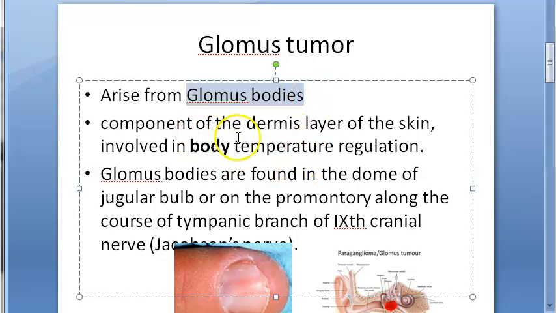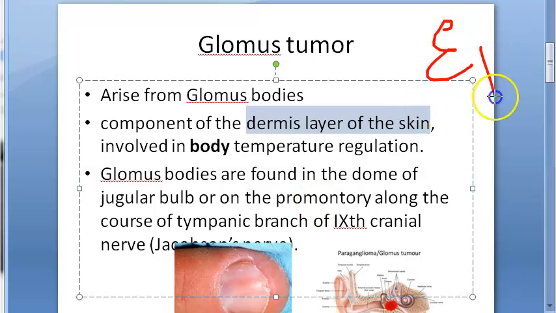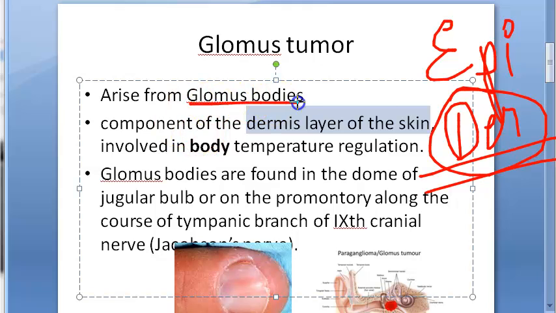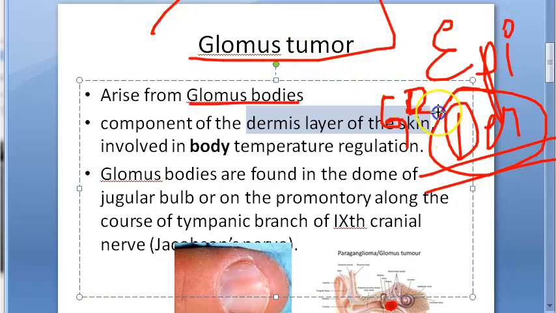What are these glomus bodies? These are in the dermis layer of the skin. So you know what the layers of the skin are, right? Epidermis, dermis. So skin will have epidermis and dermis, and below that you will have subcutaneous fat. So in the dermis layer of the skin, what will be there? Glomus bodies. So this tumor is arising from where? From the glomus bodies which are there in the dermis of the skin.